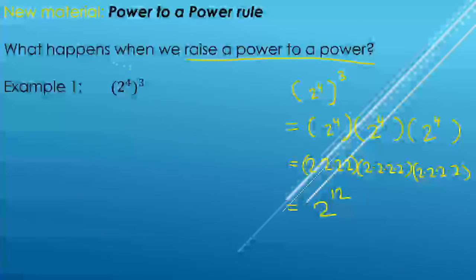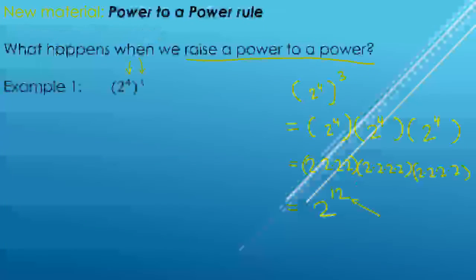And like yesterday, I want you to look at those exponents that we started with, a 4 and a 3. And where did we end? With a 12, right? What's the relationship between 4, 3, and 12? It's multiplying. We multiplied 3 times 4, and that makes it 12. And that is the power to a power rule, the exponent raised to an exponent rule. We'll write that out in just a moment.